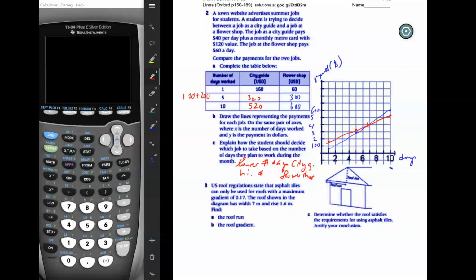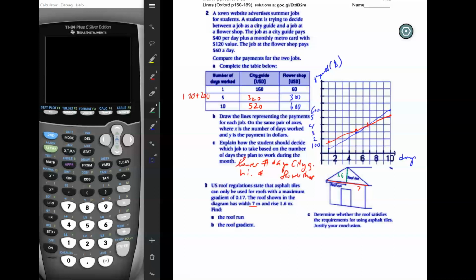U.S. roof regulations state that the asphalt tiles can only be used for roofs with a maximum gradient of 0.17. The roof shown in the diagram has width 7 and rise 1.6. Find the roof run and the roof gradient. Okay, so I'm just going to label the dimensions here. So it says that the roof shown has a width of 7. So I'm assuming that would be this entire length here. This is 7. And then the rise is 1.6. So this would be 1.6.